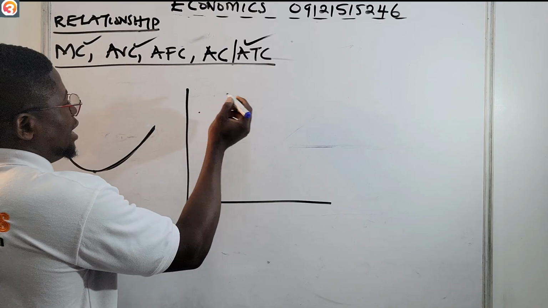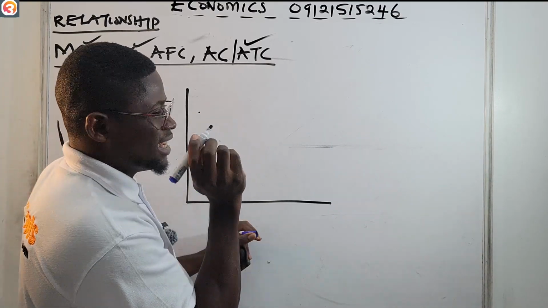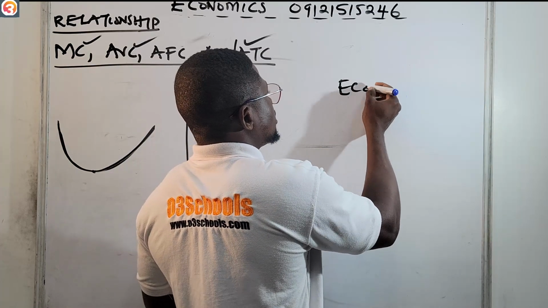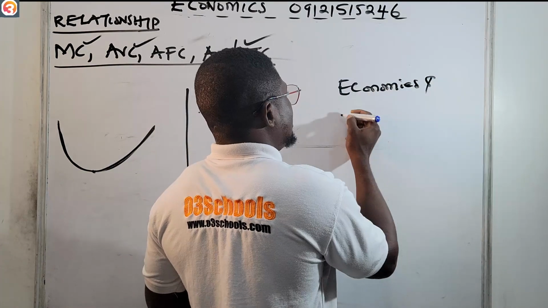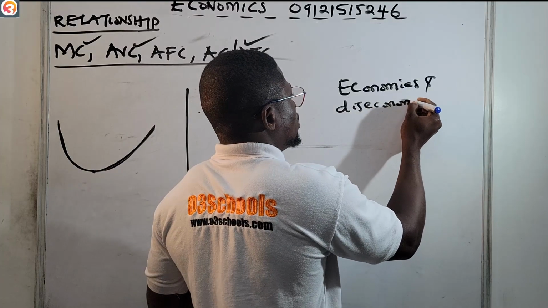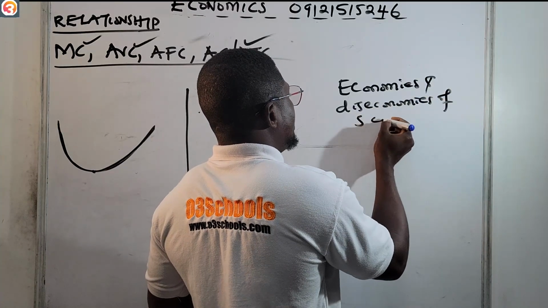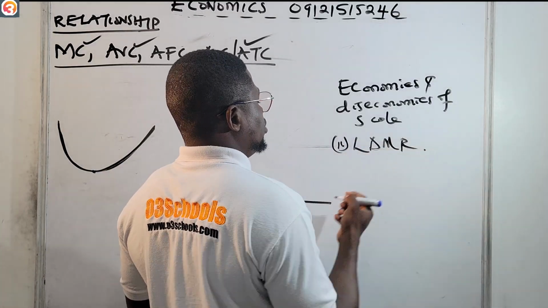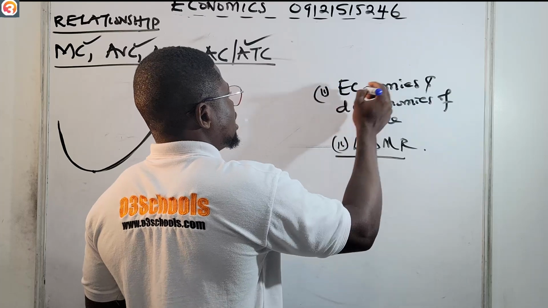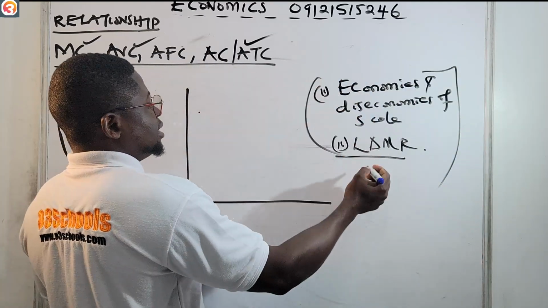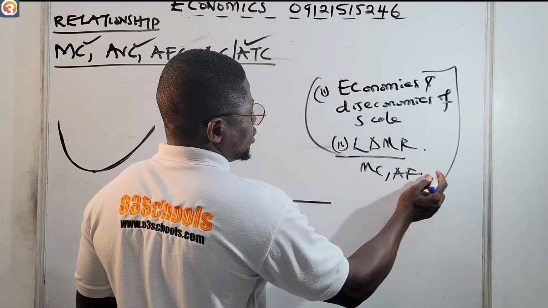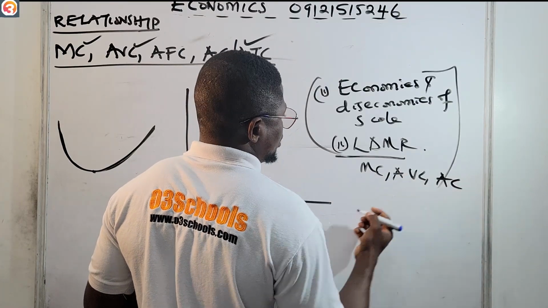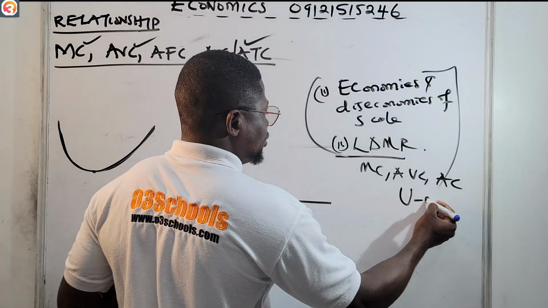The reason why they have a U-shape can be explained using two concepts. Number one is economies and diseconomies of scale, and number two is the law of diminishing marginal returns. We use these two concepts to explain why the marginal cost, the average variable cost, and the average cost all have a U-shape.